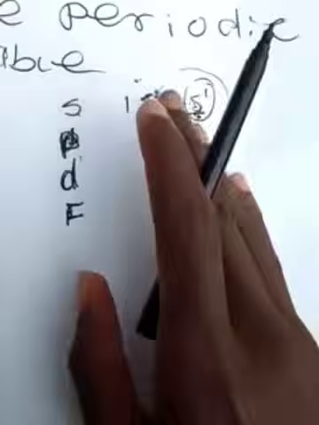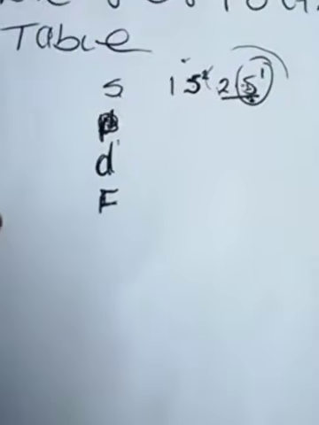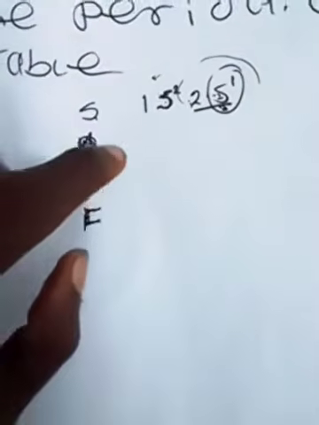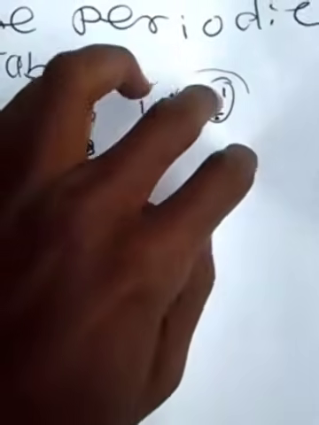Okay. So there are 2 ways. The first way is, look, on the exam, what they do is this. They'll give you an element and they'll ask you, what's the block of this element? There are 2 ways of knowing that. The first way is by writing the electronic configuration and then checking which one is the outermost subshell.